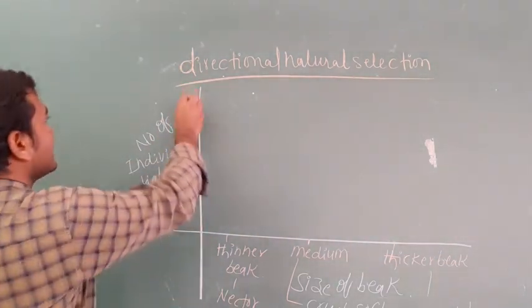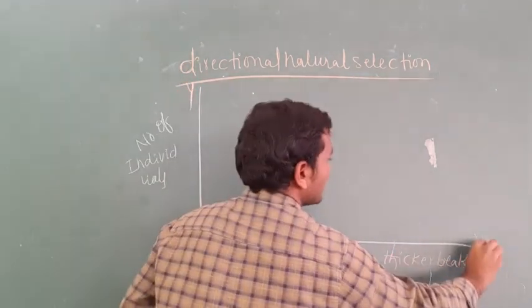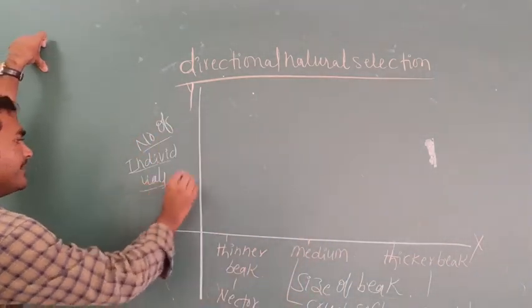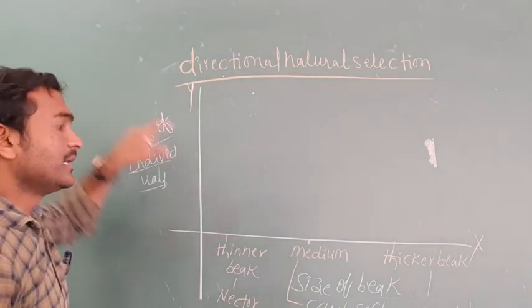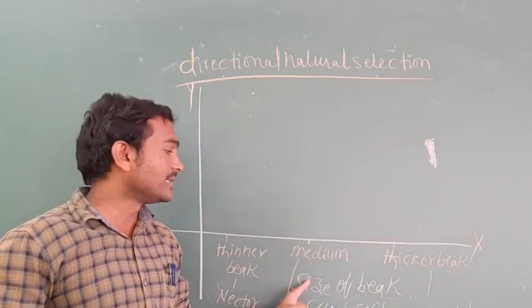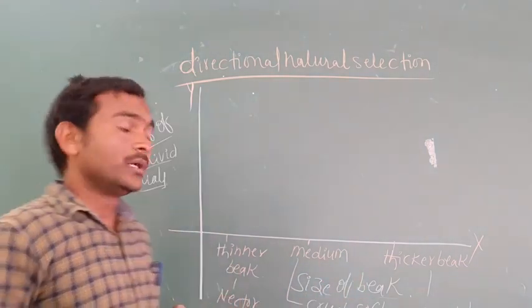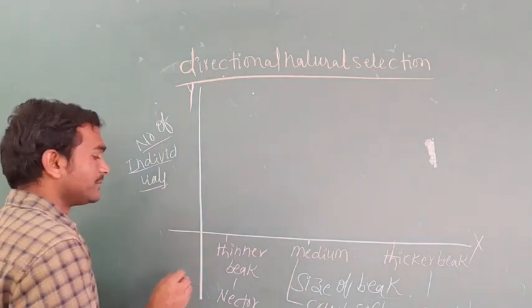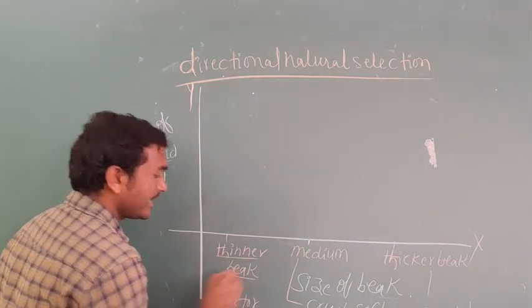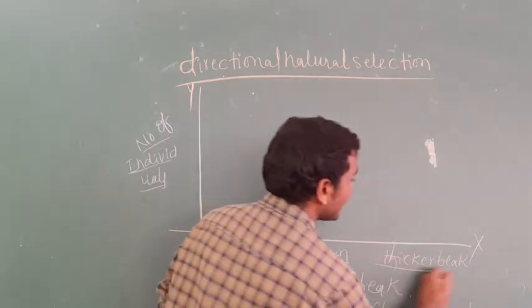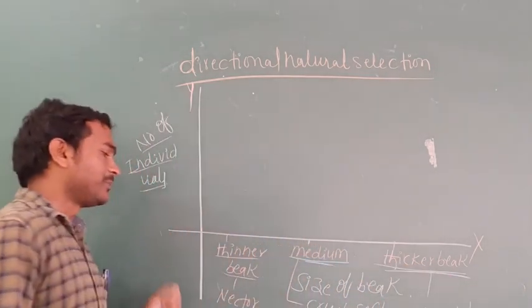For example, take this as the y-axis and this as the x-axis. On the y-axis, we take the number of individuals. On the x-axis, we take the size of the beak. We consider three sizes of beaks: the thinner beak, the medium beak, and the thicker beak.